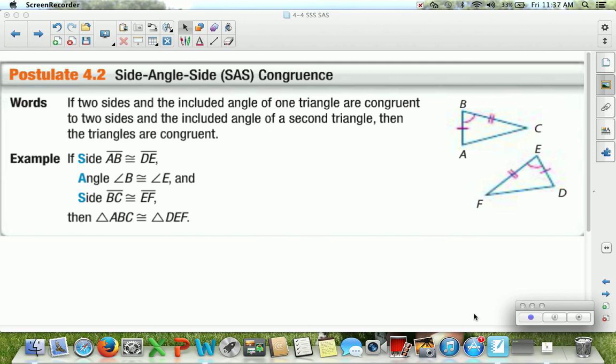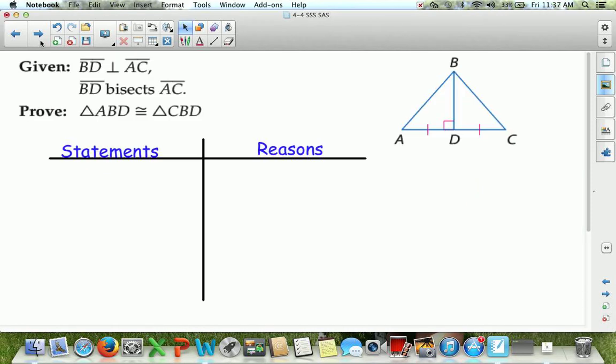Hello students, we are going to talk about side angle side because some people were not able to get to it. So make sure you have this written down in your packet, and we will go ahead and begin some examples using side angle side.